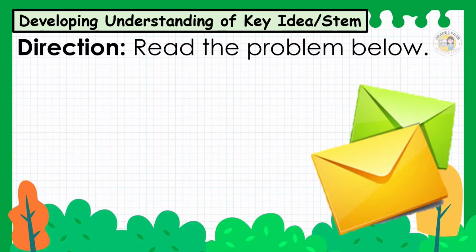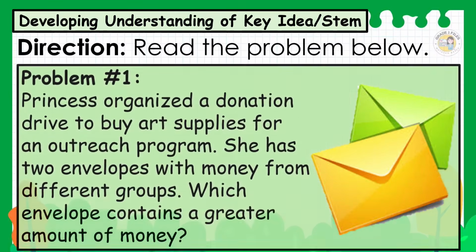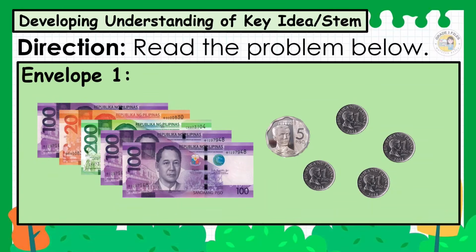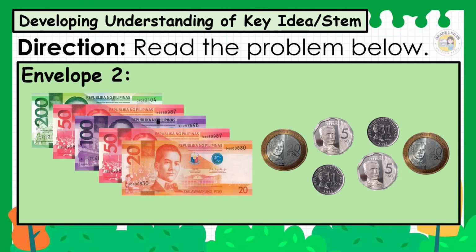Let us read the problem below. Problem number 1. Princess organized a donation drive to buy art supplies for an outreach program. She has 2 envelopes with money from different groups. Which envelope contains a greater amount of money? This is the envelope number 1. And this is the envelope number 2.